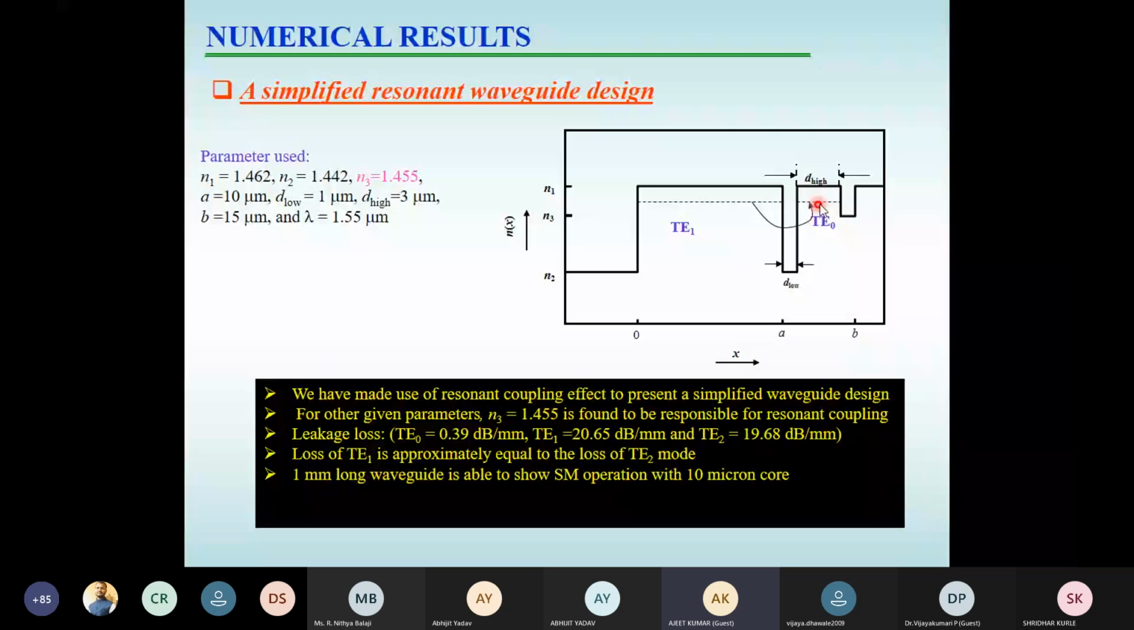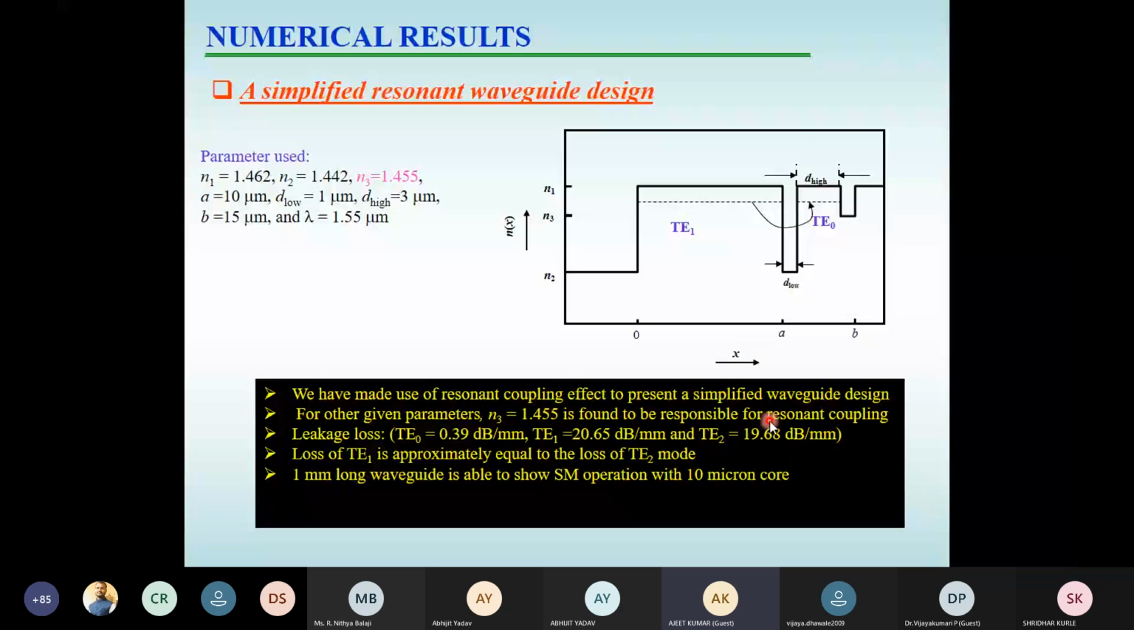and we have done it. We find there is a resonance coupling for N3 equal to 1.455, for the given values of N1 and N2, with A equal to 10. With these parameters, the loss of the first higher order mode is coming close to 20 dB. So without using the complicated structure, it comes from there only.